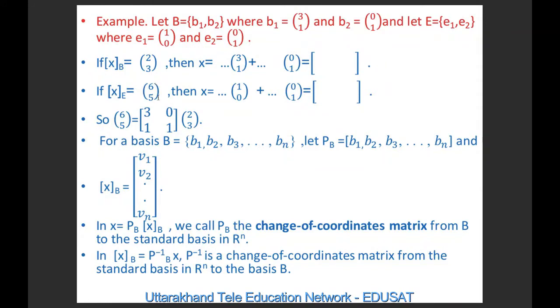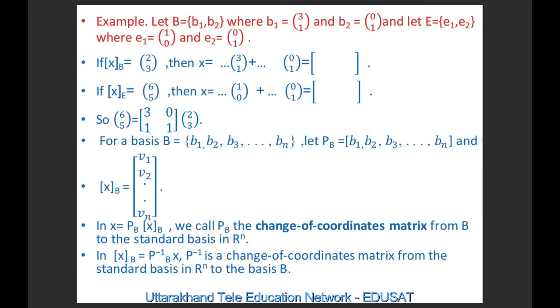If x equal to 6, 5, then x is equal to, with here the basis being e1 and e2, which are equal to 1, 0 and 0, 1. So x is equal to some scalar multiplied by 1, 0 plus some scalar multiplied by 0, 1, and the resulting vector will be the coordinates of x. So 6, 5 is with respect to E here. So now we are finding with respect to B. So 6, 5 is equal to 3, 1 and 0, 1. These are the basis vectors.